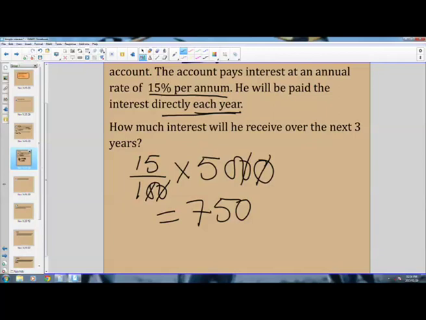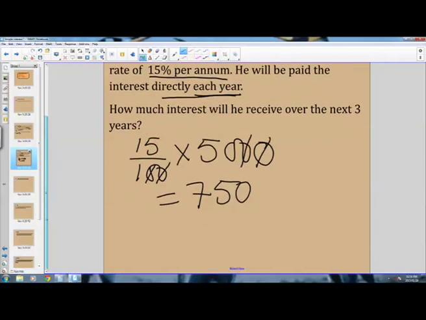But the question says, how much interest will he receive in the next 3 years? So if this is for 1 year, what will be the interest for 3 years? The interest for 3 years will be 3, which is the number of years, multiplied by the interest for 1 year, which is 750. So it's 3 times 750.